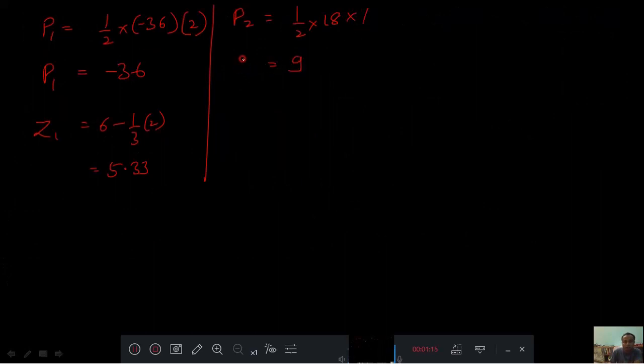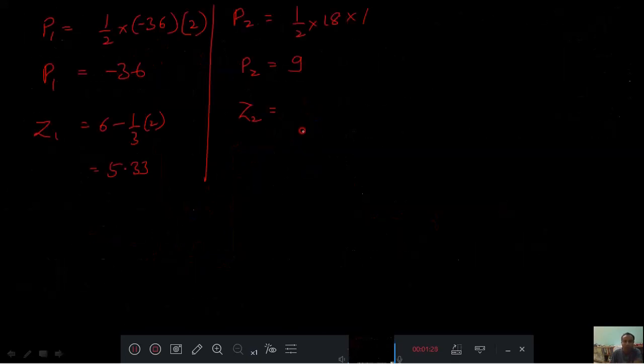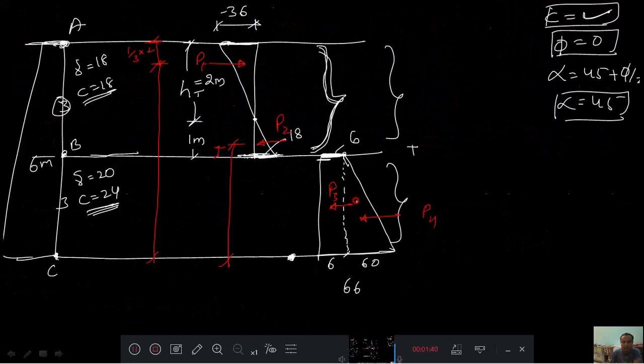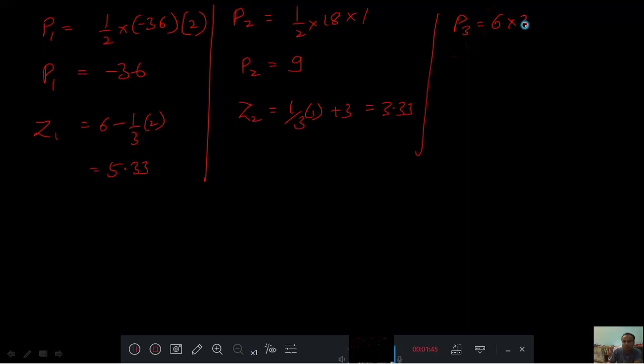That is P2. Then z2 will be equal to, from where? From this height to this height. That is one third of 1 meter plus 3 meter, 3.33. Then P2 is over. Then P3 we will make this rectangle. This rectangle is 6 into 3 meter, that is 18. Then z3 will be equal to 3 by 2, 1.5 meter.